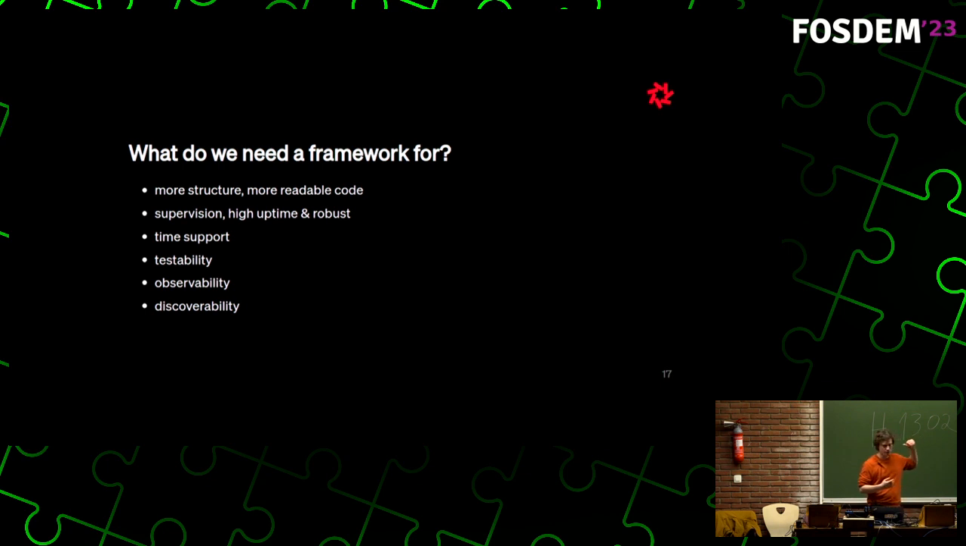But also, we will talk a little bit about that, but we get supervision from the framework. We get a neat solution to deal with time, which is probably the main reason why we don't use Actix today. And then we have a bunch of recipes to write unit tests, which is very important. We also have some stuff to be able to see what our actors are doing, and we have a solution for discoverability also, but we won't talk about this in this talk.